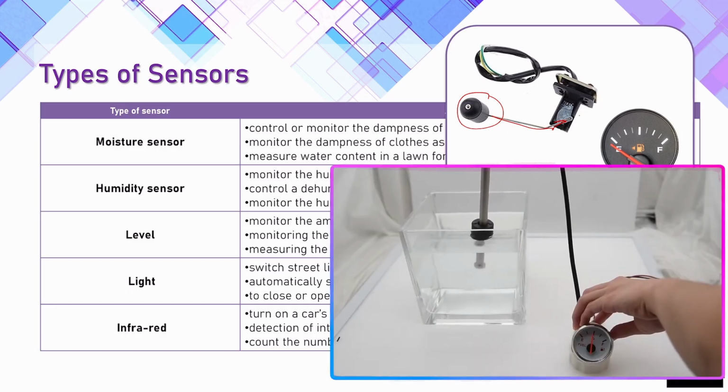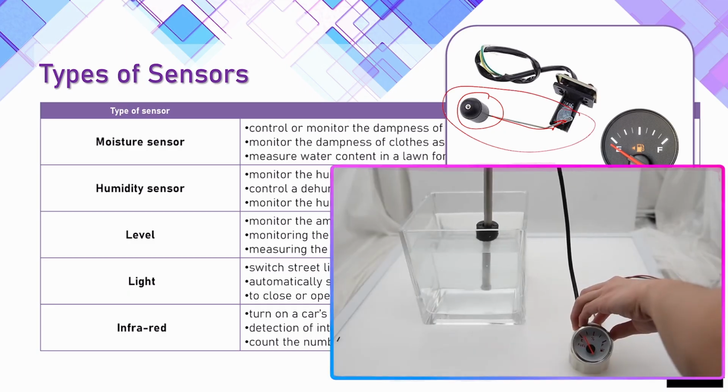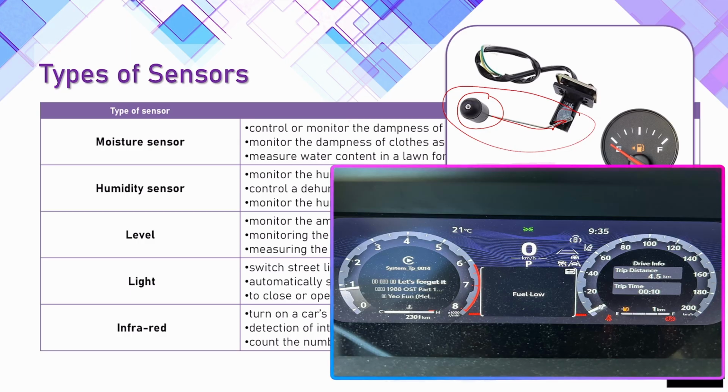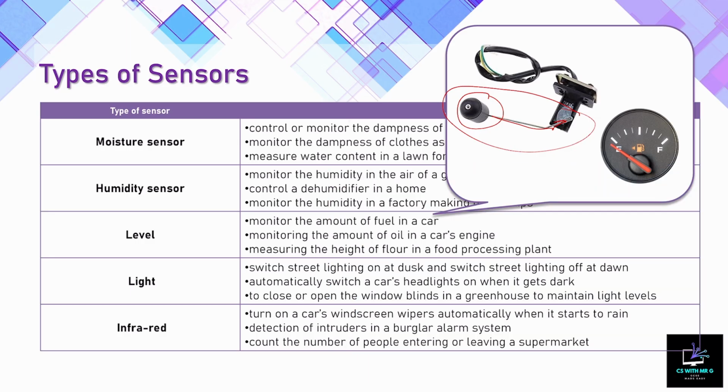So although this seems pretty analog, this would send a signal to a microprocessor. This could display an alert on your dashboard, it could play a sound in your car, but again the sensor would pick up this information and then do something about it.